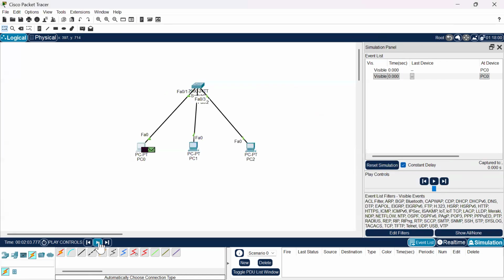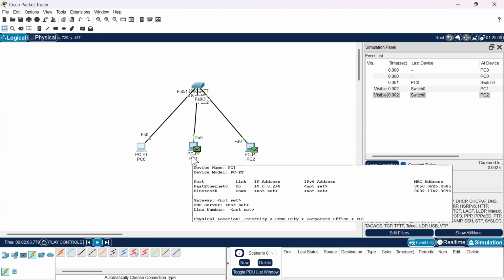Now you see what will happen. This message is delivered to the switch. Now what will this switch do? Broadcasting. Both the devices receive. Now what will happen? It is going to drop this message, right? Because this is not 10.0.0.3.